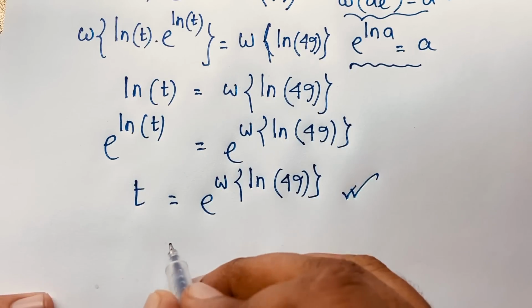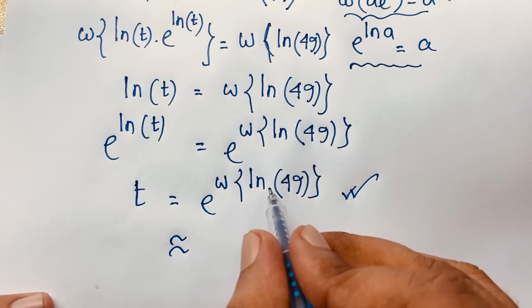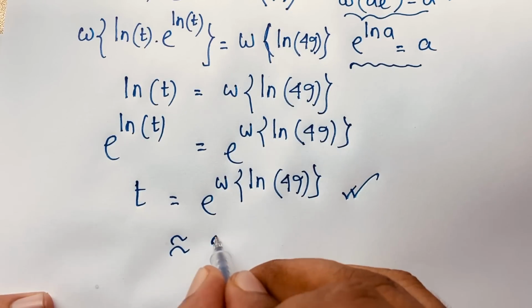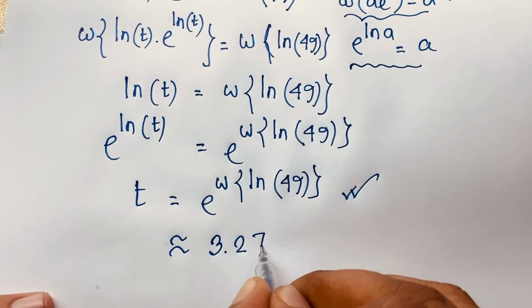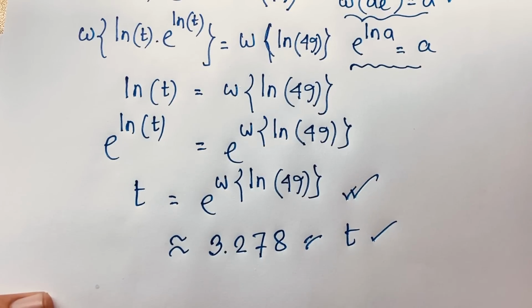It is a nice math problem. So if I use a calculator, e to the power Lambert W function of ln 49 will be 3.278. This is the value of t in this math problem.